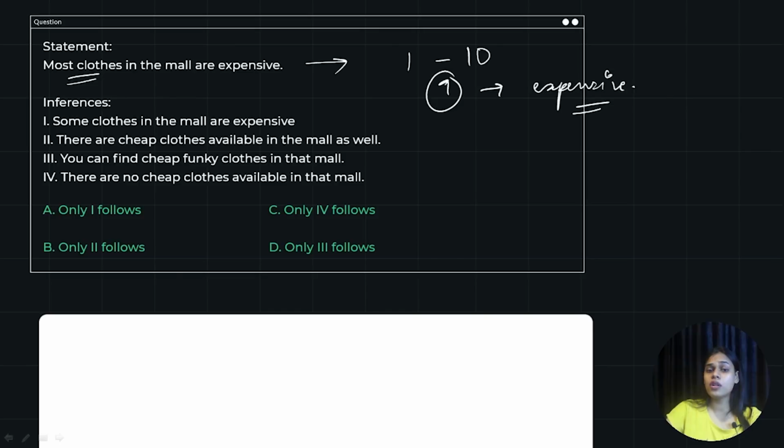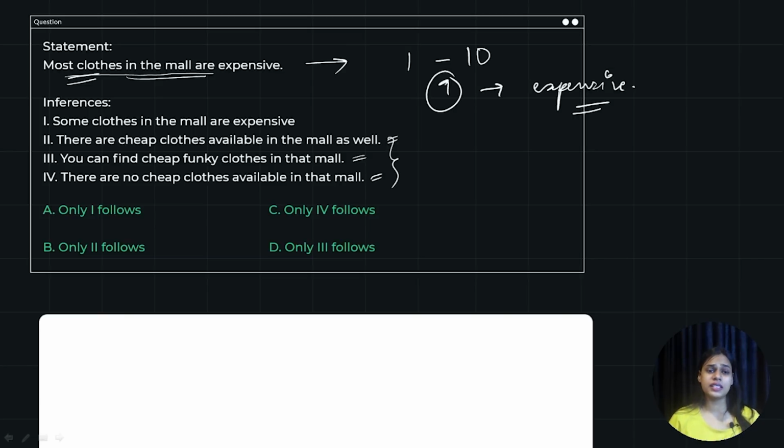Some clothes in the malls are expensive. There are cheap clothes available in the mall. You can find cheap, funky clothes. There are no cheap clothes. Now, this entire statement is only talking about expensive clothes, right? It is not talking about the clothes that are cheap. So we are not going to infer anything about the cheap clothes because we don't know if the mall has funky clothes. We don't know if there are cheap clothes available in the market, and we don't know if there are no cheap clothes at all. So we are not going to infer.